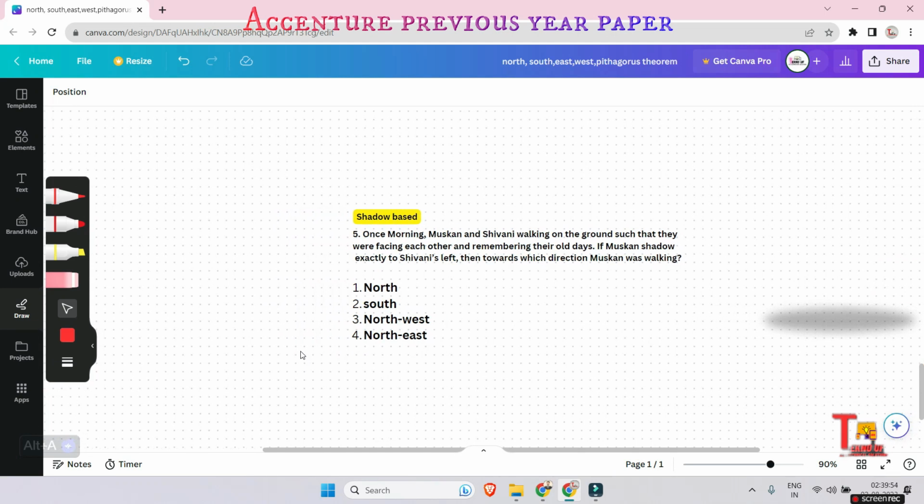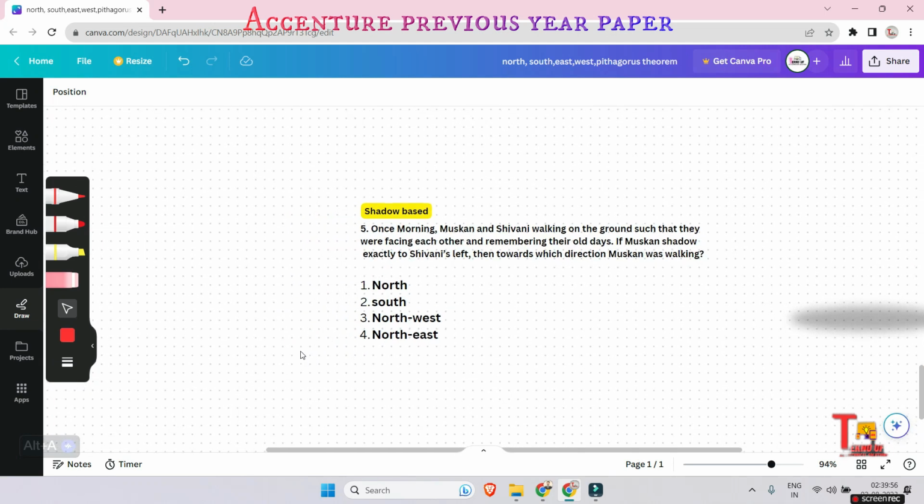And here is a problem that is shadow based. This is also often asked, and it was asked in, I guess, 2021. Actually here all problems are a combination of previous year questions, from 2021, 2022 and 2023 as well. If you can solve this problem, then it will be easier to crack the cognitive section.